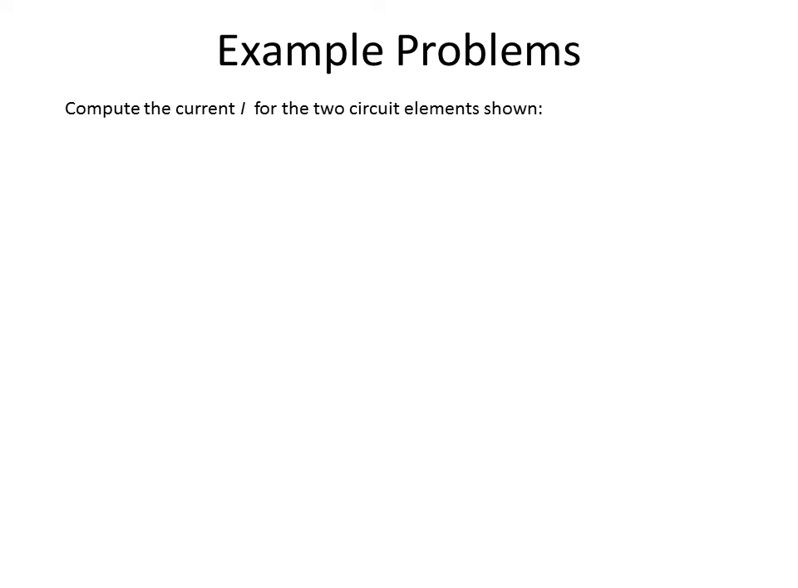Now let's take a look into two example problems, one dealing with a circuit with resistors in parallel and one with the resistors in series. So let's compute the current I for the two circuit elements shown below.